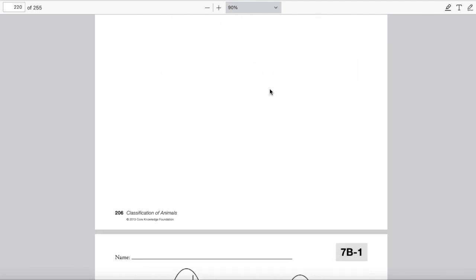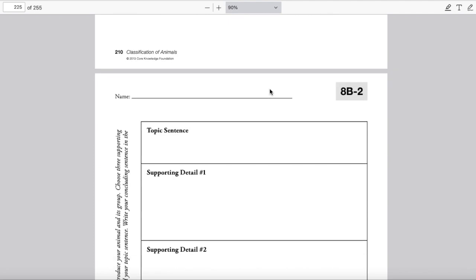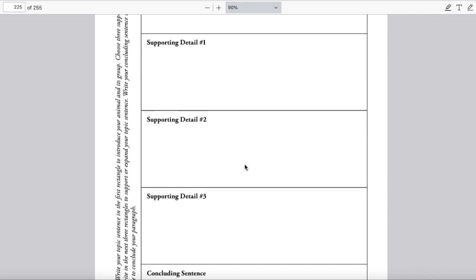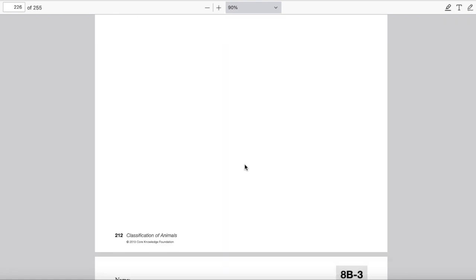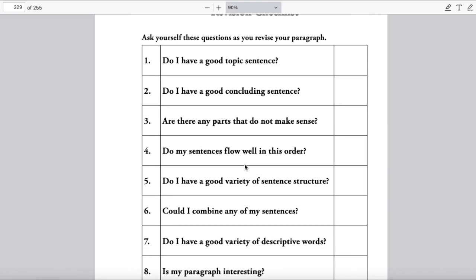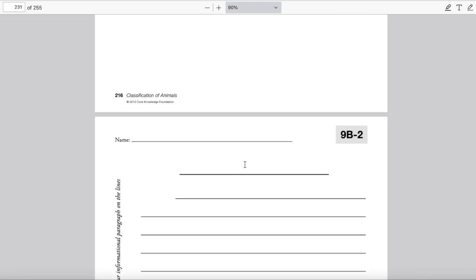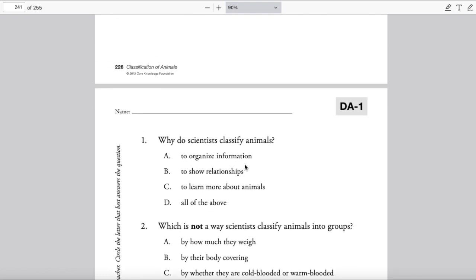So this is all in the back with teacher resources, and like all Core Knowledge units, it will have an opportunity for assessment as well. So you can see by the time we get to Unit 8, we're going over topic sentence, supporting detail, supporting detail, supporting detail, concluding sentence. It's preparing them to start writing, learning how to revise papers, giving them some room to write. And then at the end, you will also get domain assessments, which I love too. So it's going over what they've learned.